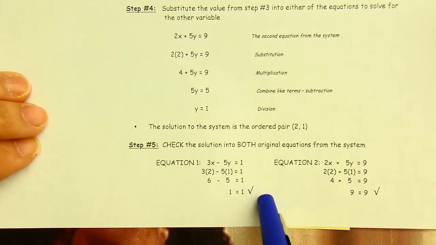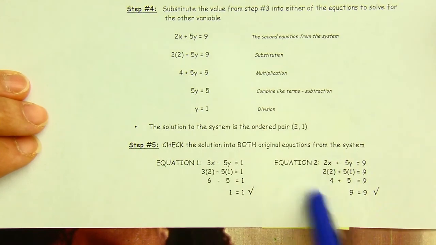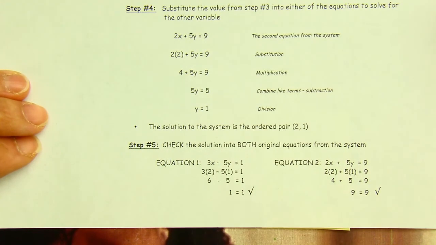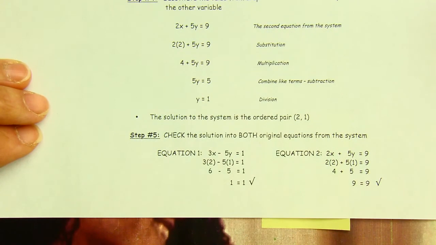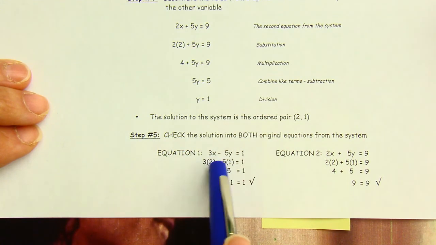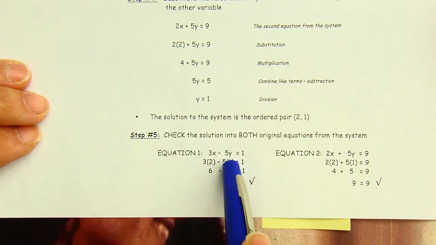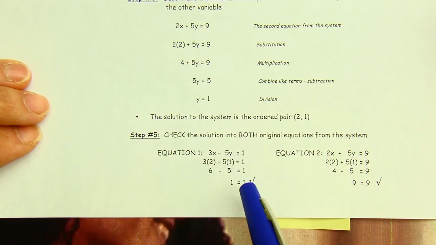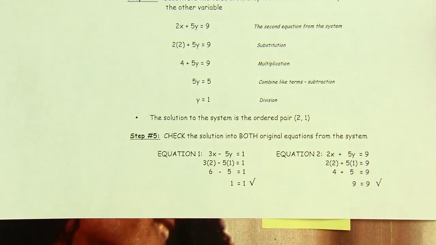But I have to check into both original equations. Now, I'm showing the work in this. And unless it says to show it on a test or a quiz, you don't have to actually physically write it and show it. But you at least have to do the typing in on the calculator, like something like this. 3 parenthesis for x, pick up the x value is 2, close it, subtract 5 parenthesis for y, substitute the 1 in there, close the parenthesis and hit equals, and you should get 1 equals 1. If you don't, then that means something's wrong.